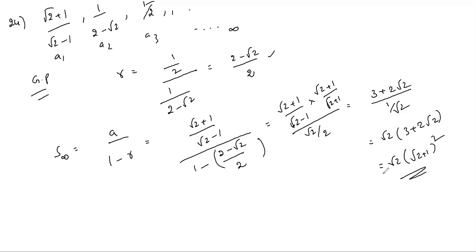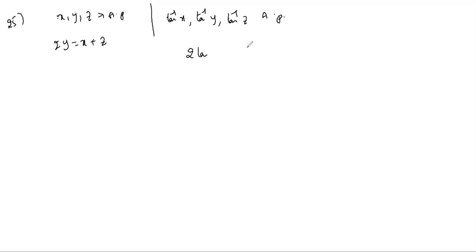Next, if x, y, z are in AP and tan inverse x, tan inverse y, tan inverse z are also in AP, what is the relation between x, y, z? So x, y, z are in AP means 2y equals x plus z. 2 tan inverse y equals tan inverse x plus tan inverse z.